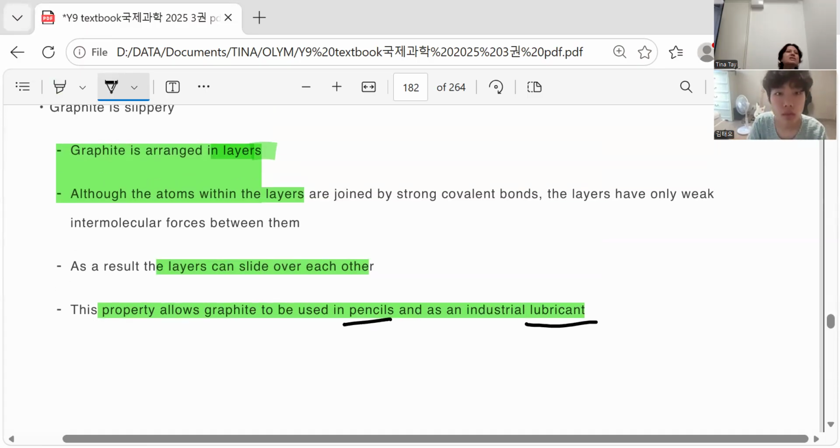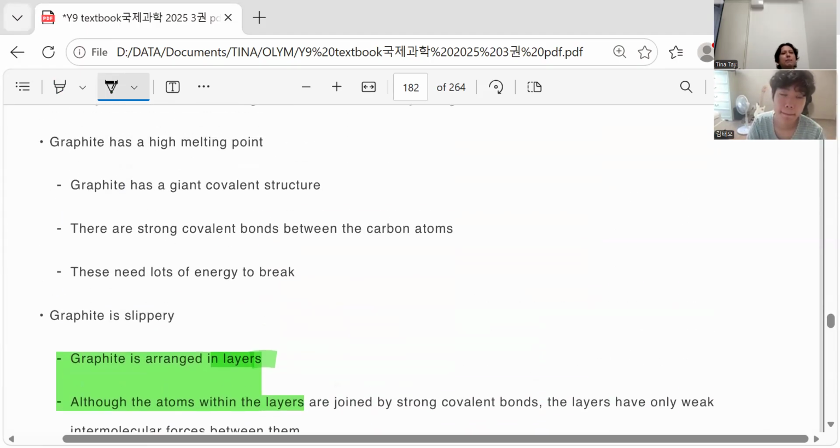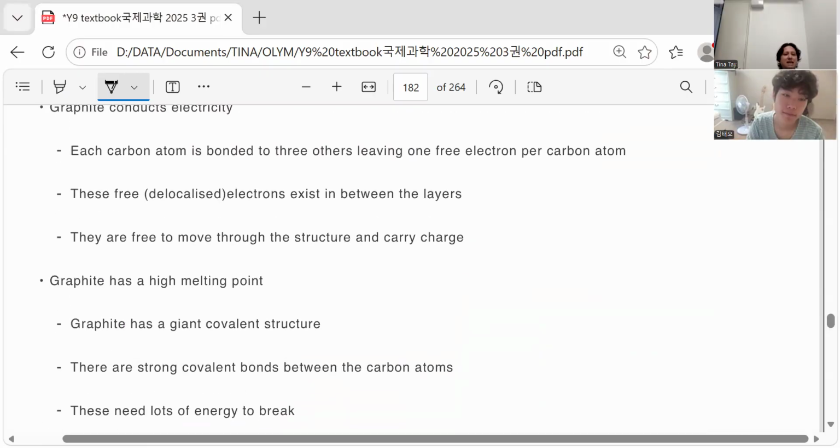Now, can diamond conduct electricity? No, diamond cannot conduct electricity. But can graphite conduct electricity? Yes, because in graphite only three electrons are used for bonding. There is one free electron, so graphite can conduct electricity because it has one free electron.